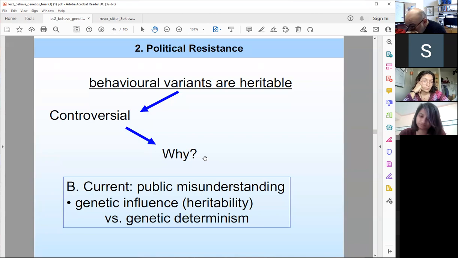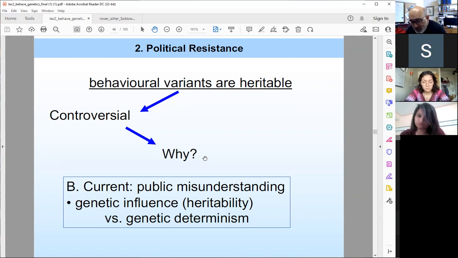But I think the point here is that much of the controversy around this is driven by the misunderstanding that the general public has about what it means to have a trait that has a genetic basis. That is, it's heritable. And there's a distinct difference between the argument that genes can influence behavior versus something that's called genetic determinism. And genetic determinism seems to be the point used by people who espouse these kinds of eugenics-type policies.